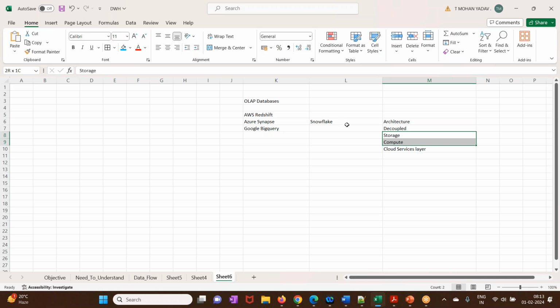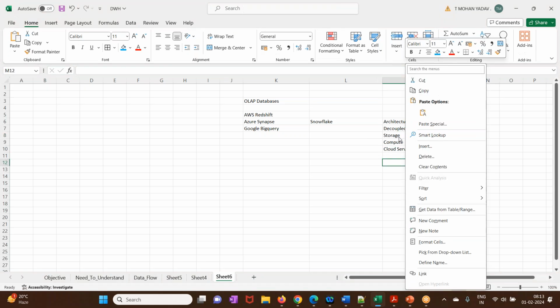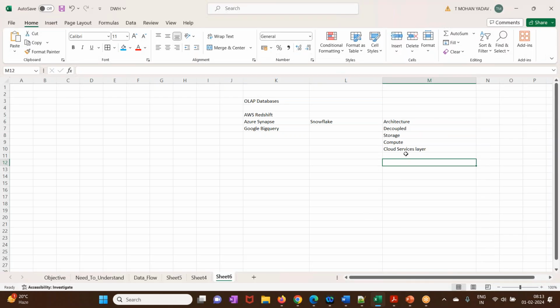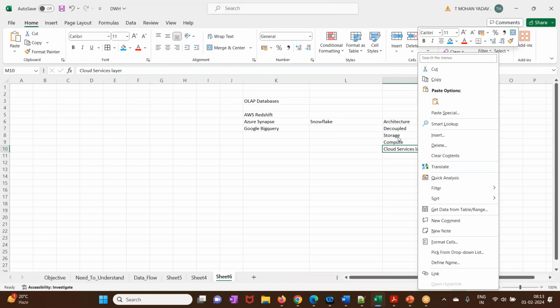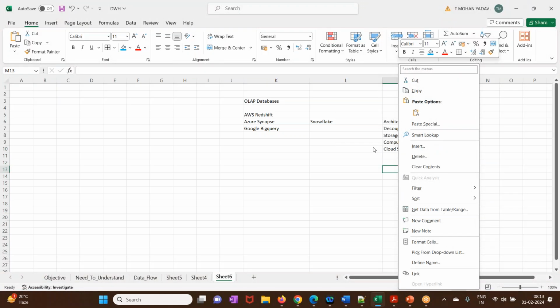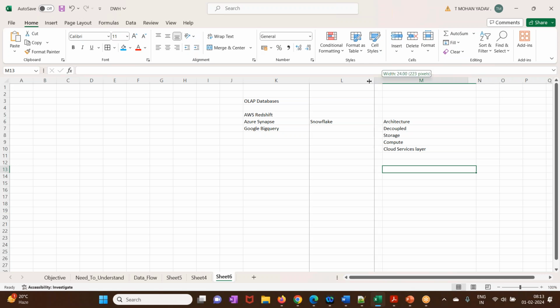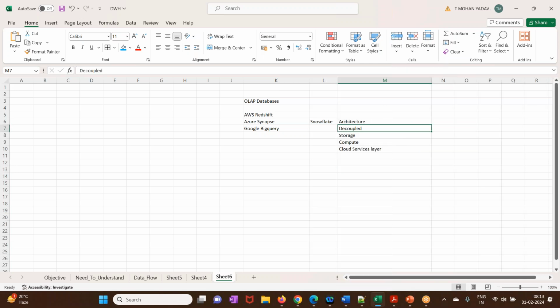What Snowflake has done was separate the storage area from the compute area. So in Snowflake architecture, we have three layers. One is the storage layer, which sits at the bottom, the middle layer is the compute layer, and the top layer is the cloud services layer. This is what Snowflake had done. We will discuss the Snowflake architecture in detail tomorrow.